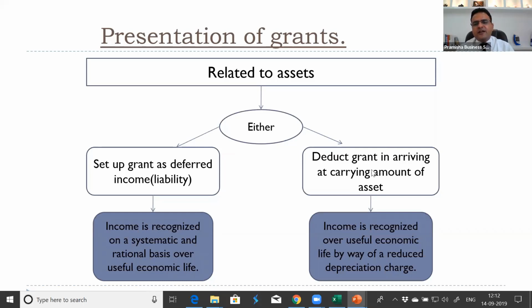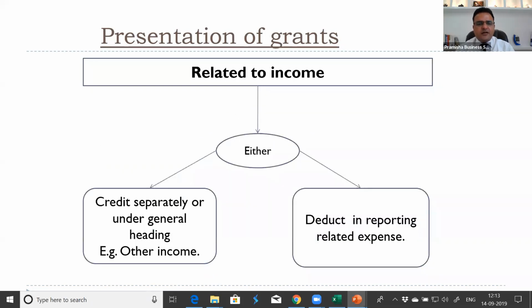The second option is to deduct the grant in arriving at the carrying amount. 100,000 was the value. Reduce the 40,000 grant. Record 60,000. Income is recognized over the useful life by way of a reduced depreciation charge. The depreciation charge would have been 20,000, but since we reduced the value of the asset by 40, the asset value remained 60. 60 charged over a period of 5 years turned out to be 12,000 depreciation charge every year. So you have a choice. You can use one of the ways. Is this clear? Translate to income credit separately as other income, or deduct in reporting that expense directly.